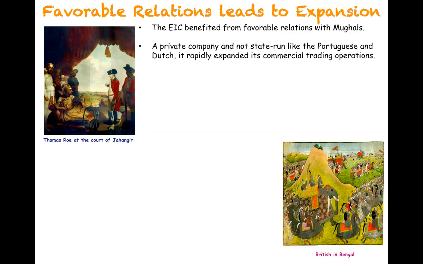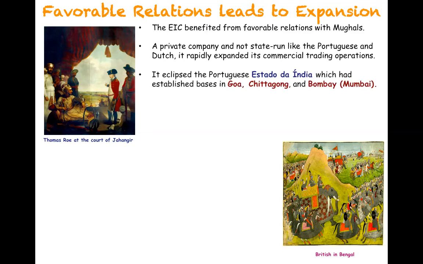On the other hand, the Portuguese and Dutch traders were organized as state-run concerns, and they were relentlessly audacious in their approach to the Mughal emperor. The EIC was rewarded and allowed to expand its commercial trading operations. The East India Company overtook the Portuguese holding company known as Estado da India, which had established its trading posts in cities like Bombay, present-day Mumbai, Chittagong, and of course, Goa. As trade increased, so did the company's fortunes, and by 1620, the East India Company could claim over a dozen trading posts in the Indian Ocean and roughly 35 large ships.